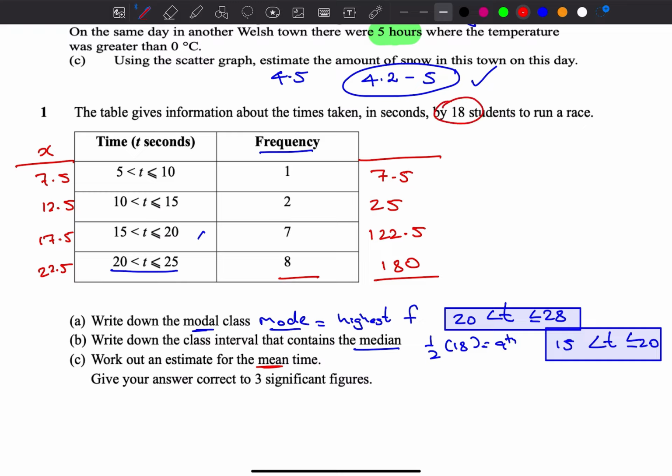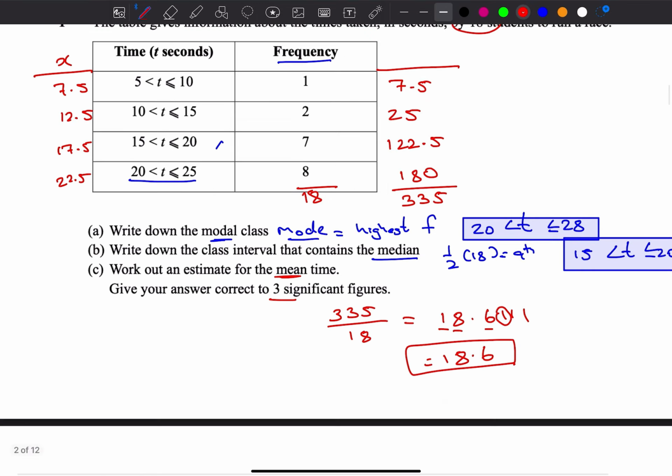Then I can do a total here. This total I know is 18 from here, or you can add up if you want. 7.5 plus 25 plus 122.5 plus 180 is 335. So what do you do? 335 divided by 18 is 18.6111. You look at the fourth significant figure, which is 1, so round it down. 18.6 is the answer.